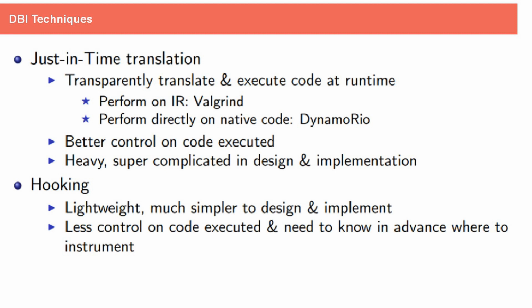So we looked at another technique, which is called hooking. Hooking is a very lightweight and simple way to do instrumentation. It is much easier to design and implement the hooking mechanism for DBI. One downside of hooking is that you have less control over the code executed, because we need to know in advance where to instrument. So there are some disadvantages of the hooking mechanism, but we decided to focus on the hooking mechanism.